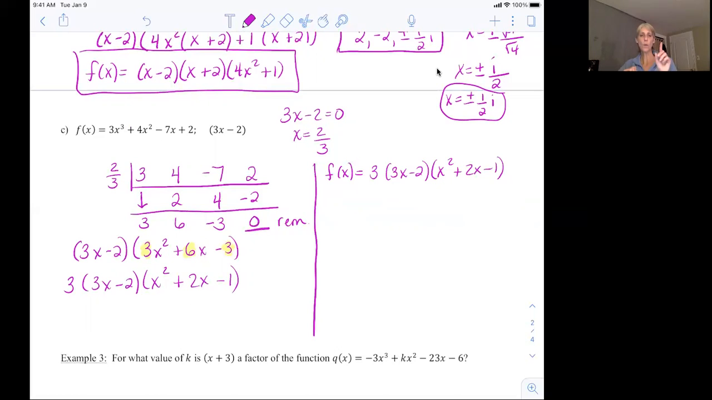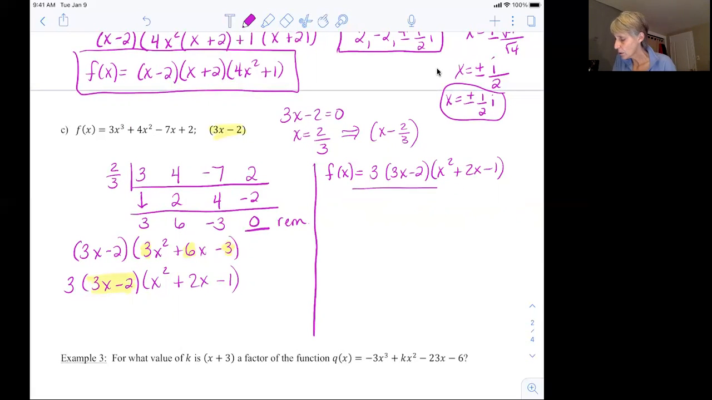Now, I want to just take one moment here to remind you, if I was to write this in my function like that, we don't want to see that. We want you to change it back to its more linear form, so to speak. So I want you working on doing stuff like that, remembering that this is the factor you divided out.